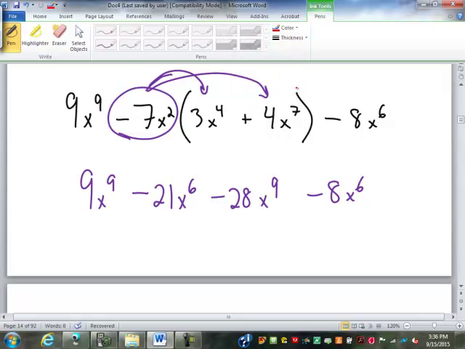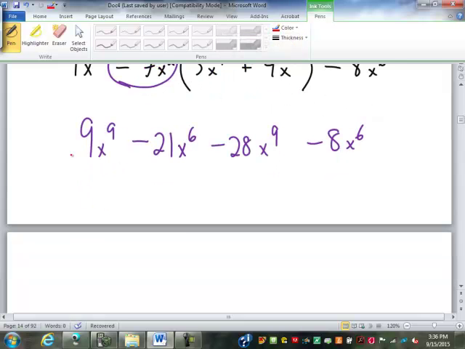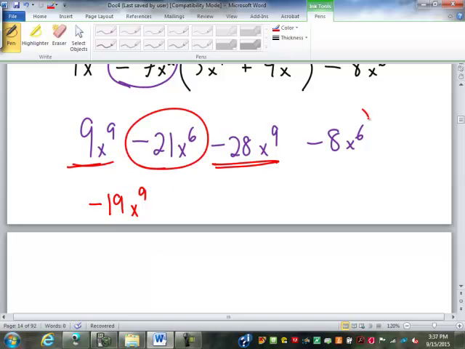Now what? Combine. 9x to the 9th combines with negative 28x to the 9th, which is going to make negative 19. Perfect. Negative 19x to the 9th. What's next? Perfect. Negative 21x to the 6th and negative 8x to the 6th makes negative 29x to the 6th.